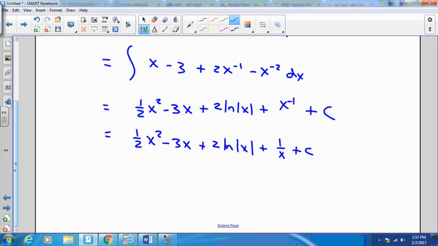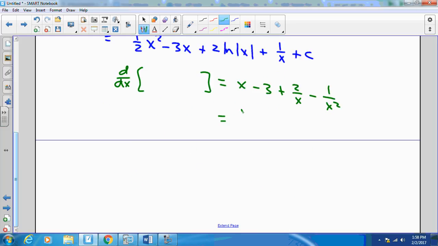Now checking it looks fearsome, but it's not actually bad. The derivative of all this is equal to, walk through, term at a time, like so. And then get yourself a common denominator. And we're good.